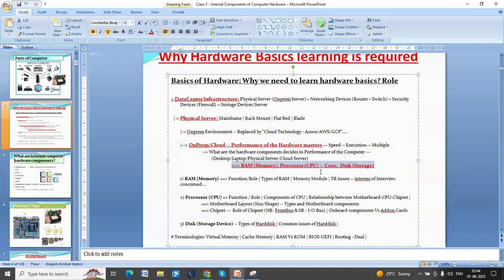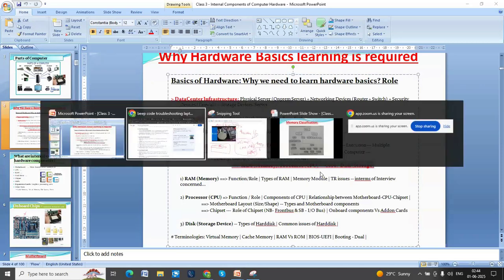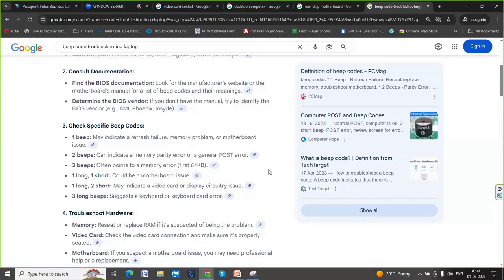They will not ask how an expansion card is not working. Even they are aware that we cannot do it. Only the on-site engineer can do the replacement of the expansion card. Okay.